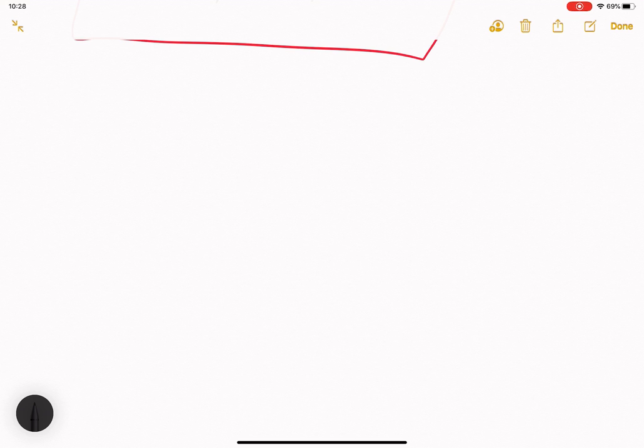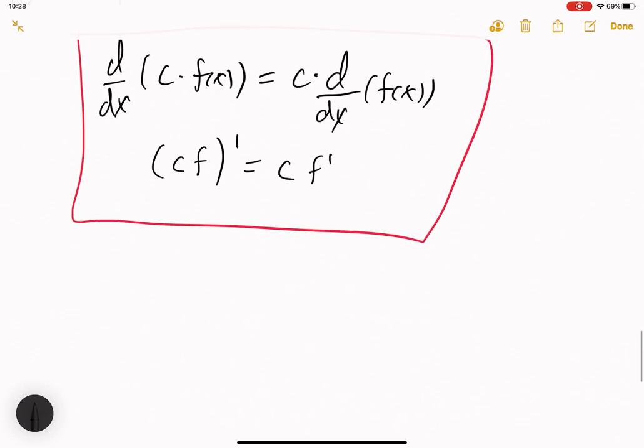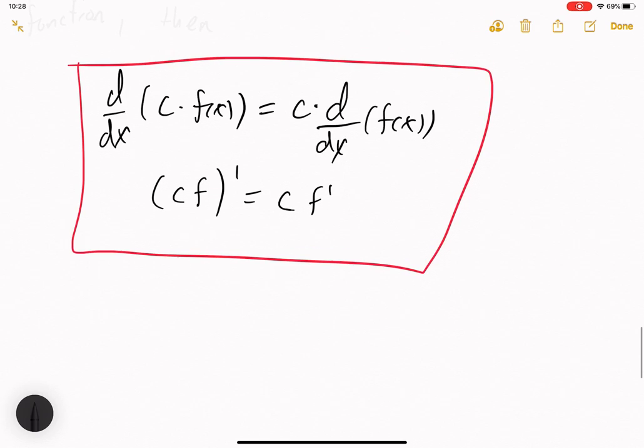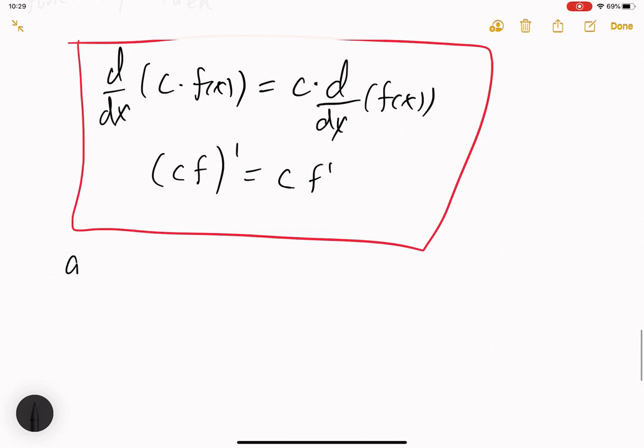Some notes have a proof of that. You're welcome to double check this stuff yourself. If you want to show that this is true, you can use the limit definition of a derivative and prove this for yourself. You just let g of x equal c times f of x and find the derivative of that, and you would get what we had above: just the derivative of f of x times c.